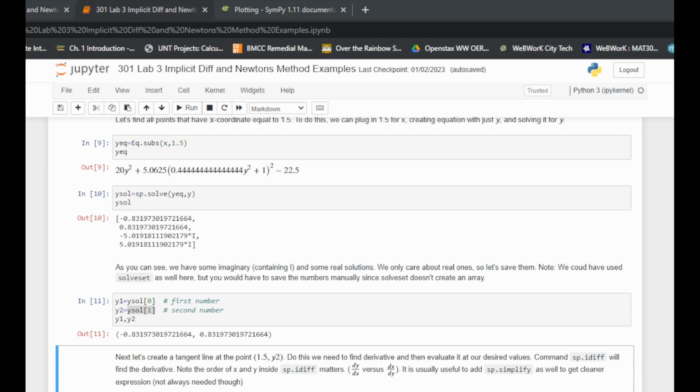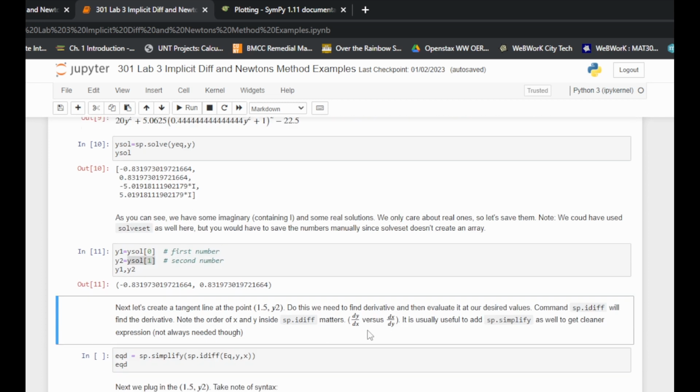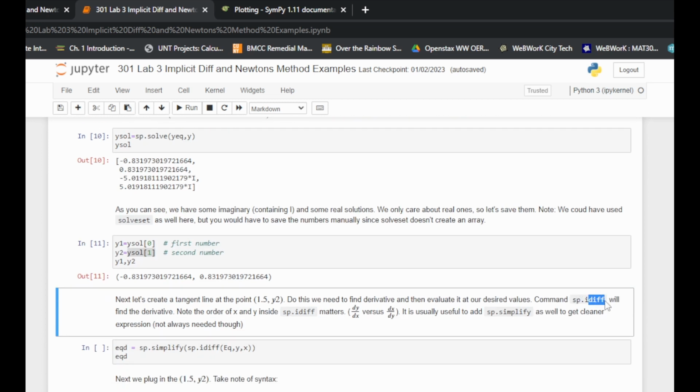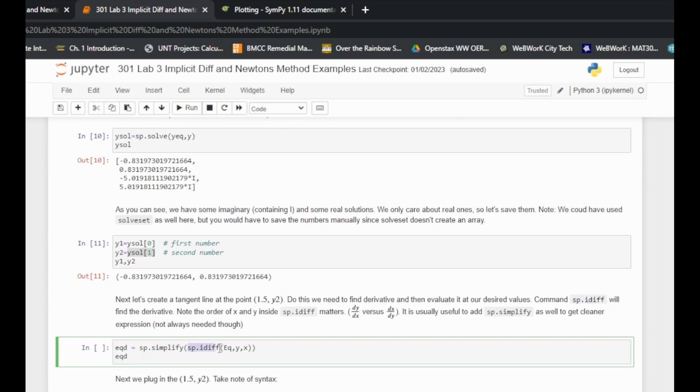Finally, let's look at implicit differentiation. Suppose we want to find the tangent line at the point (1.5, y2) and plot this tangent line together with the curve. To do that, we need to find dy/dx first, so we need to use implicit differentiation. SymPy has a command idiff to do that. So we will write sp.idiff, and then it takes 3 things. It takes our expression, and it takes our 2 variables, y and x.